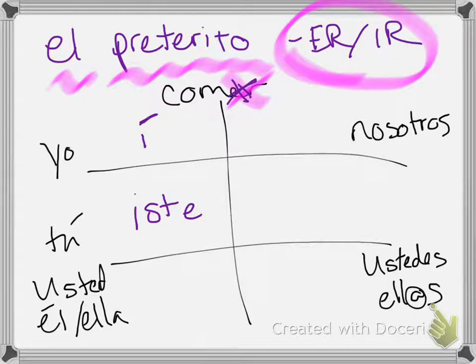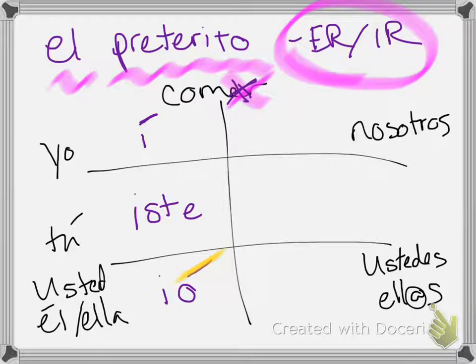Comiste. If it is él or ella or usted, I'm being polite, it is ió. Ella comió una hamburguesa. Comió. Now notice, this is a very, very common mistake, so I really want to make sure that you notice it, okay? That tilde is on the O. It is not on the I, it is on the O. It's not comillo, it's comió. Emphasis on the O. Comió, right? So tilde goes on the O. Comió, right here. Comió. See?